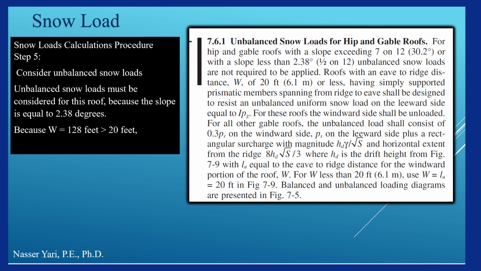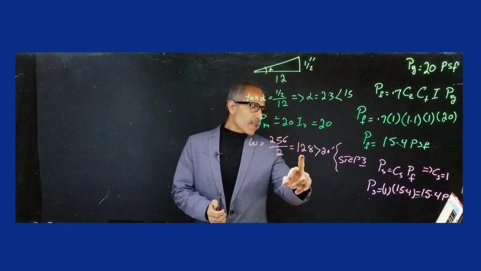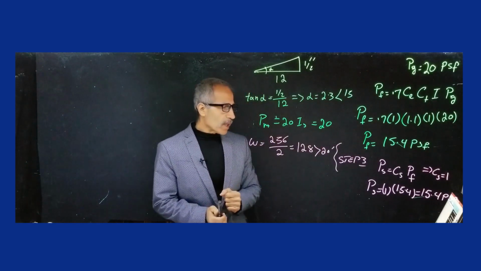So our snow load is unbalanced. Why? Because if you read the spec on 7.6.1, unbalanced snow load for hip and gable roof, it says the slope has to be less than 2.38 on 12, where our slope is exactly half inch on 12 inch. Therefore, we have to investigate unbalanced. We say yes. And then it says that W has to be bigger than 20 feet. Our W, the length of our building, came out to be 256 divided by 2, which is 128. That's bigger than 20. So, okay, now we have unbalanced.